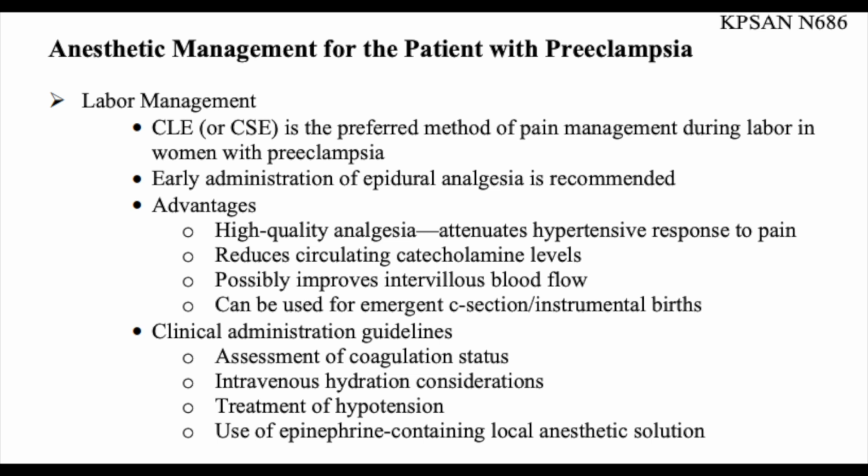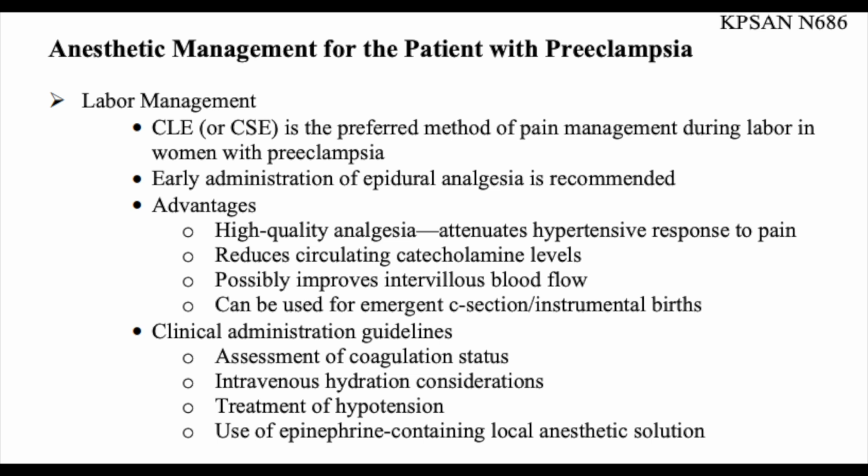Continuous labor epidural and combined spinal epidural are the preferred methods of pain management in the patient with preeclampsia. In addition to that, the early administration of an epidural is recommended. The advantages to that are you can obtain high-quality analgesia, which attenuates the hypertensive response to pain. It helps to reduce circulating catecholamine levels. It possibly improves intervillous blood flow.